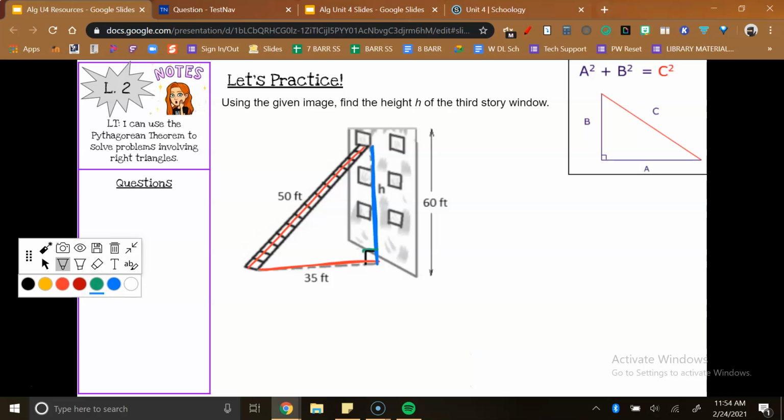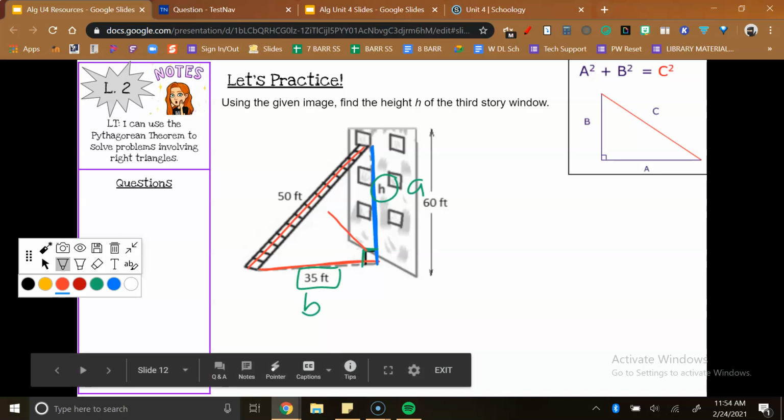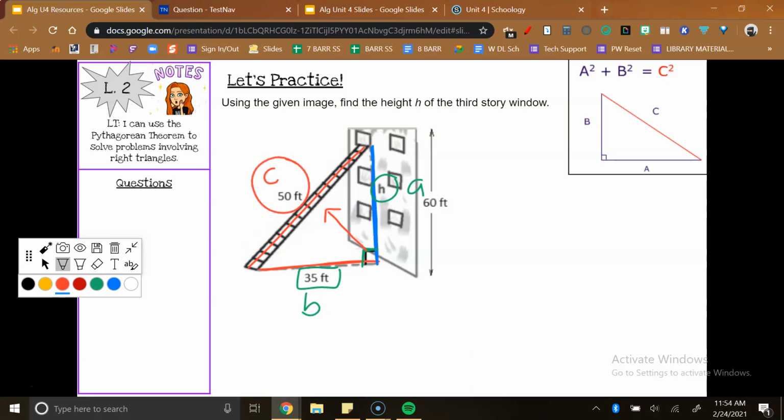So if we look here, here's our right angle. So the two sides that touch the right angle, that's our A and our B. So I'm going to call H A, and 35 I'm going to call B. The side that's across from the right angle, the side that doesn't touch that right angle at all, in this case, it's going to be the ladder. That is your C. So you can also use this little image over here to help you.